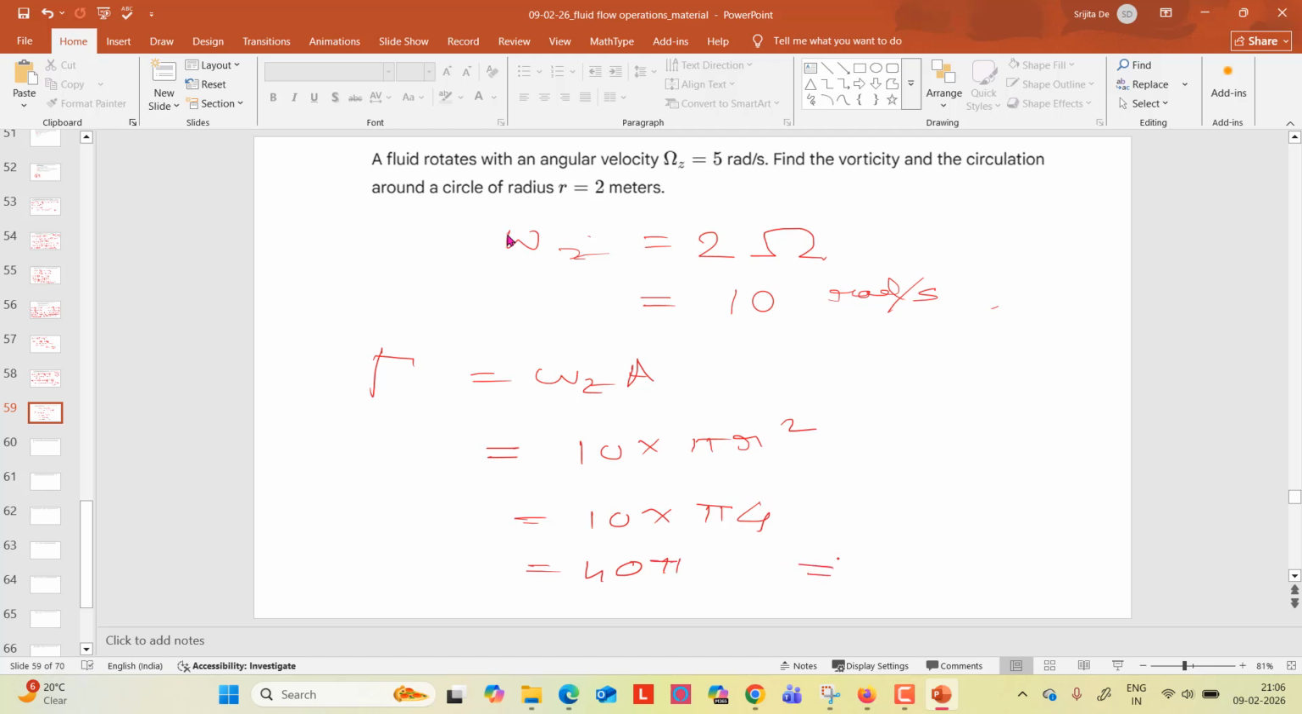Or you can write pi. So it is coming as 125.66 meter square per second. Next question.